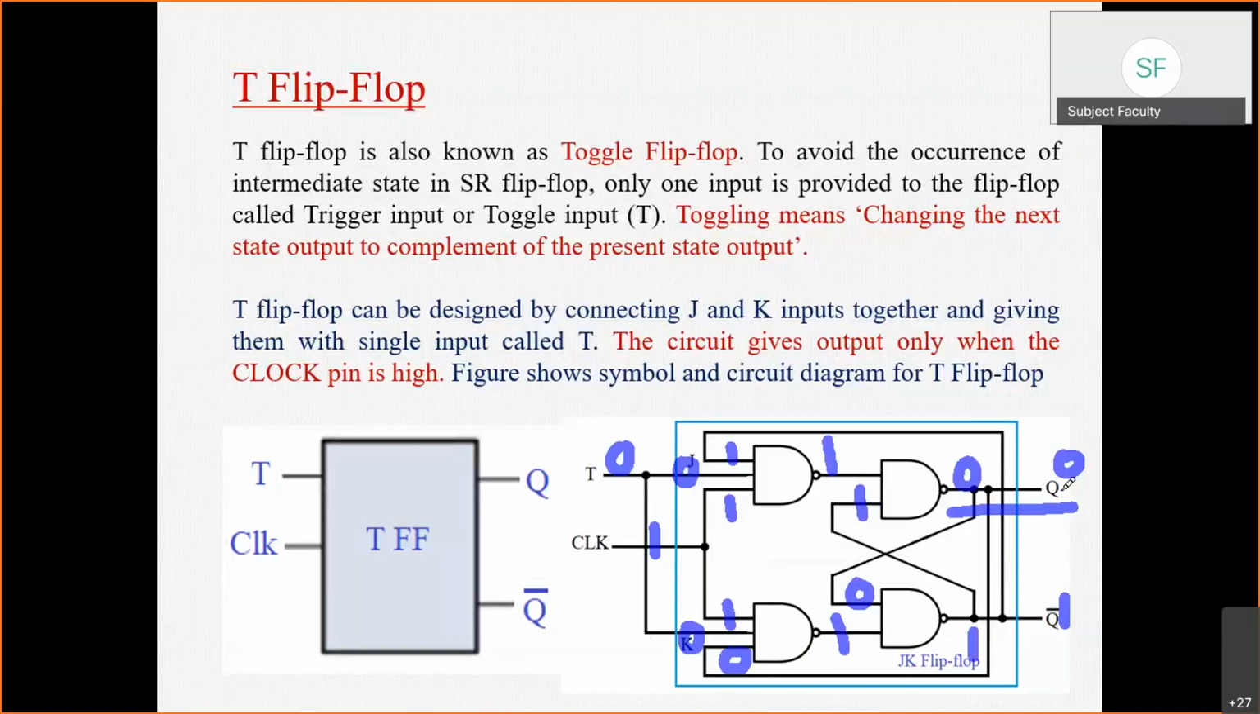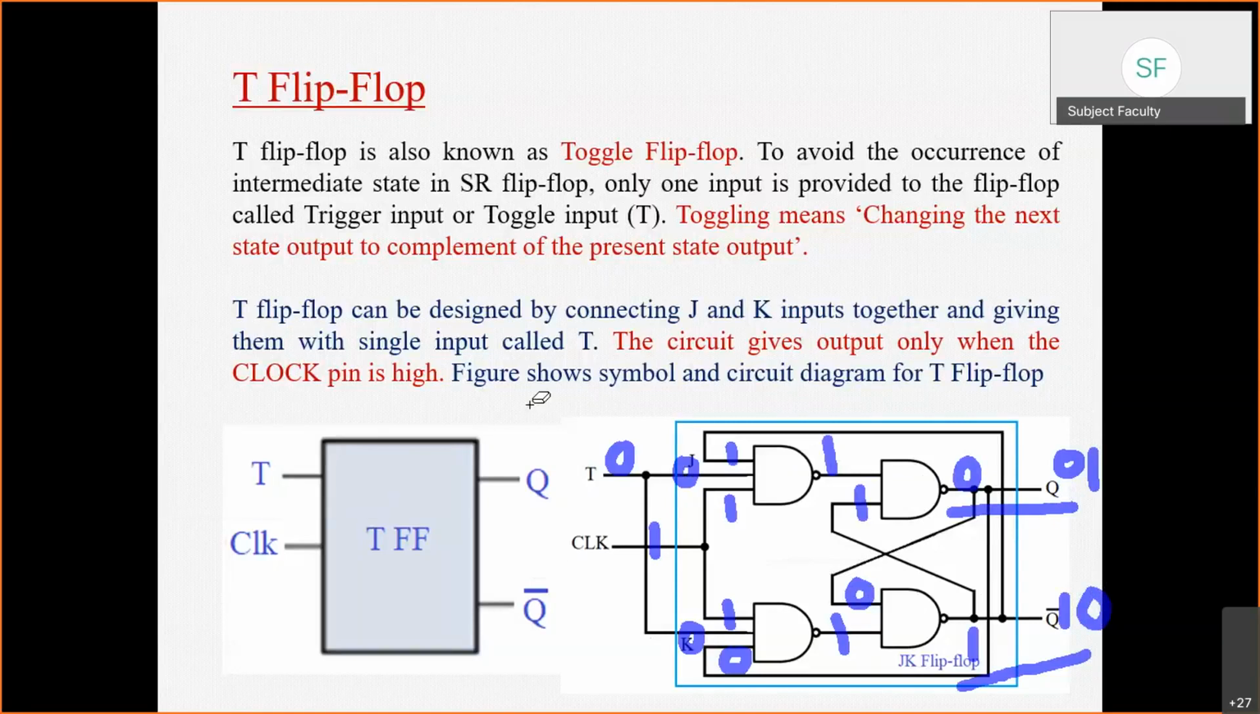what we have assumed, that the value of q is 0, and in the next state also we are getting the same. Similarly, the value of q bar also, in the previous state we assumed it is 1, and in the next state it is the same. So that means there is no change. Similarly, you can verify when q equals 1 and q bar equals 0. If you start your working by assuming q equals 1, then also you will find that there will be no change in the next state.